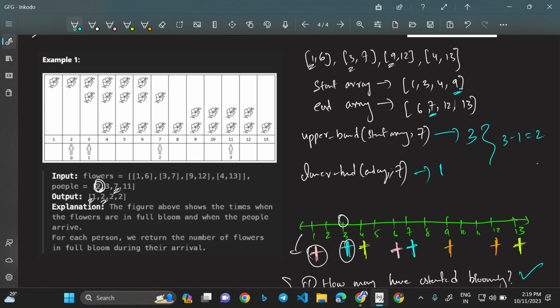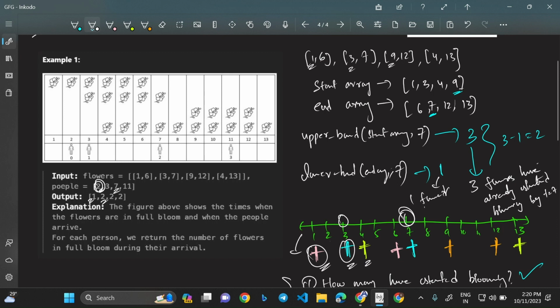So there are 2 flowers. What can we infer? This 3 indicates that 3 flowers have already started blooming by t equal to 7 seconds. If you check here, at t equal to 7 there is pink, blue, and yellow. 3 flowers have already started blooming. And what does this 1 indicate? 1 flower completed blooming. You can check here: pink has occurred twice, so it has completed. But blue is still going on, and yellow is still going on. That's the reason there are 2 flowers.